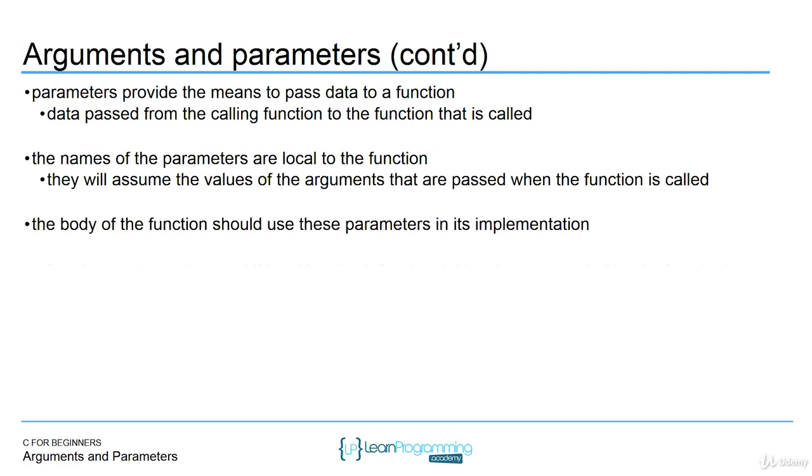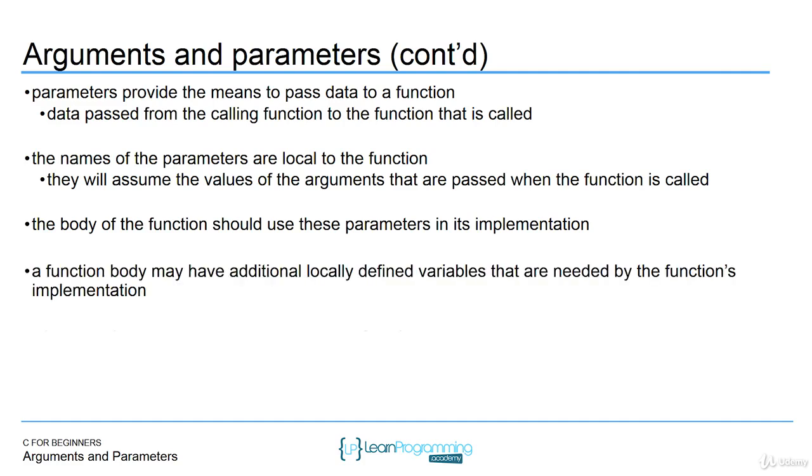The body of the function should use these parameters in its implementation. If it doesn't, then they shouldn't have been passed. If you have a parameter variable defined in your function declaration and definition, and you never use that variable inside the function, that's wasteful. Don't include it, because that's just saying you don't need it. Don't send data to a function that's not using it.